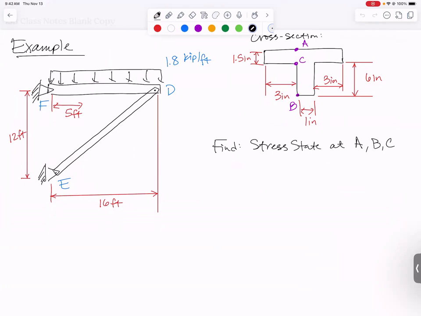Welcome back. Today we're going to continue what we started in the last video with combined loading. Today we're going to just focus on two-dimensional problems. Jump right in with an example.